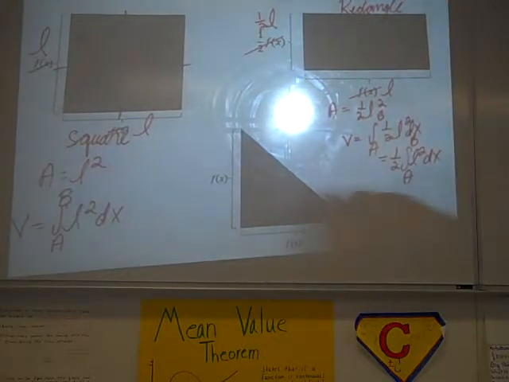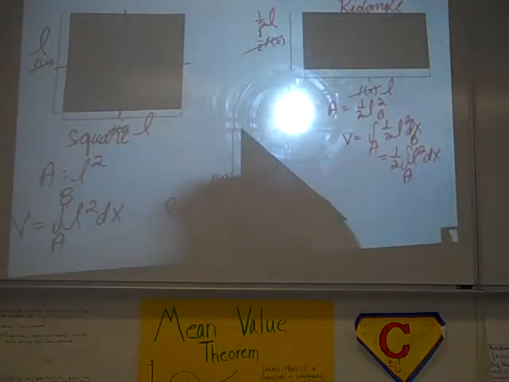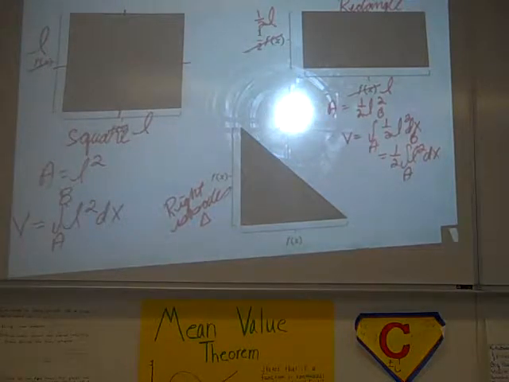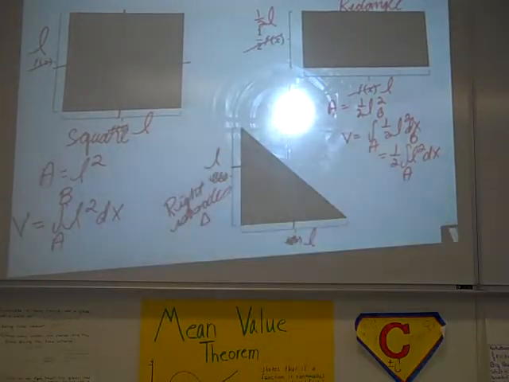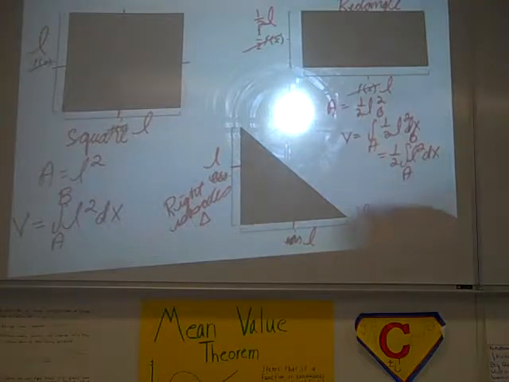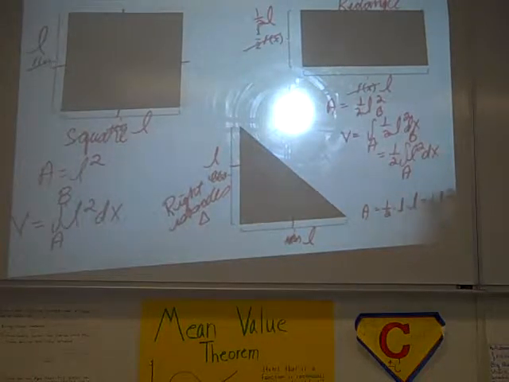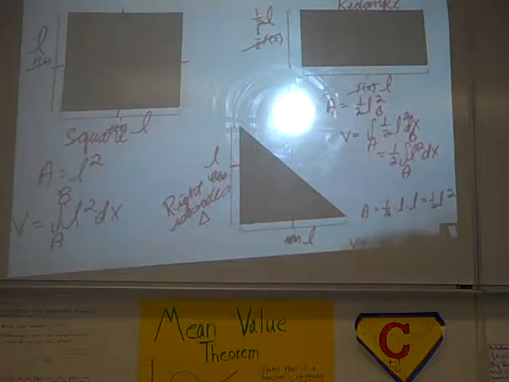Okay? Another common shape for us is going to be the right isosceles triangle. Right isosceles triangle. So there's a right angle down there. Isosceles. The two legs have the same length. We're going to call that length L. How do I find the area of a triangle? That area is 1/2 the base times the height, 1/2 L times L. That's 1/2 L squared. So your volume is going to be 1/2 the integral from A to B, L squared dx.